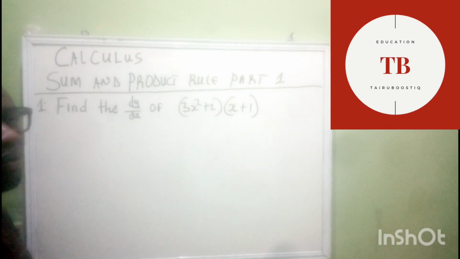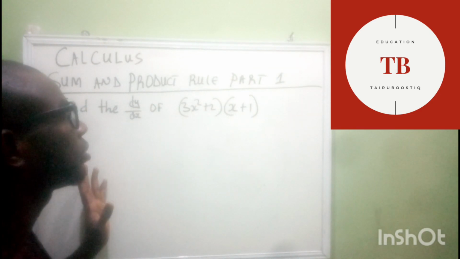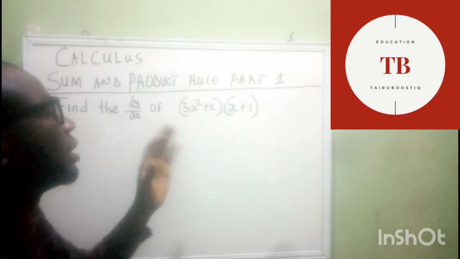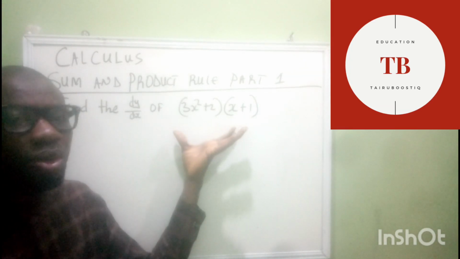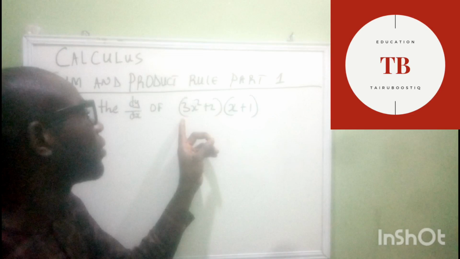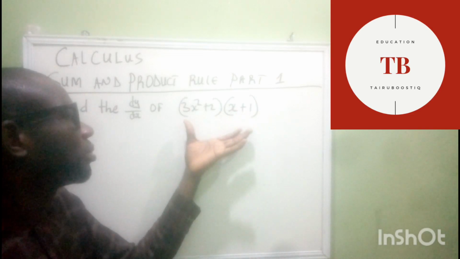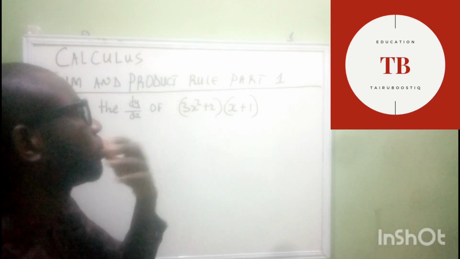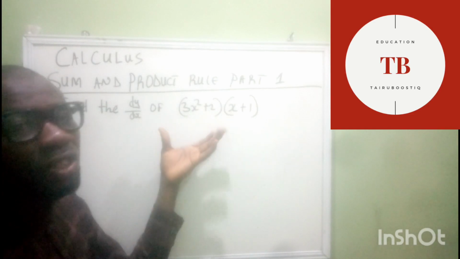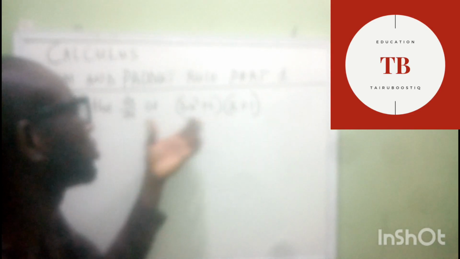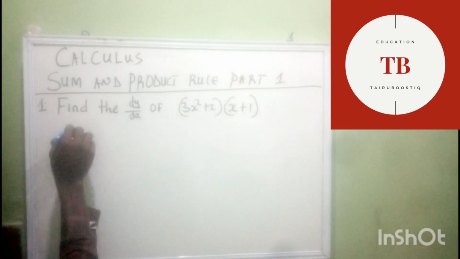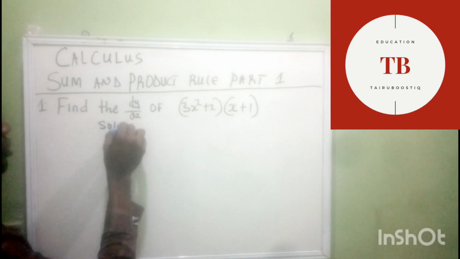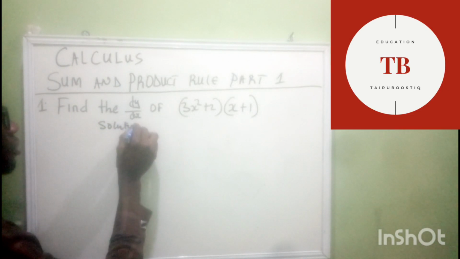The nature of the formula we use in solving some calculus questions is based on the structure of the question. So whenever we have a question in this form, the best formula for us to use is called the sum and product rule, and it has its own formula. So what is the formula for the sum and product rule? We now have a solution. So this is our solution.